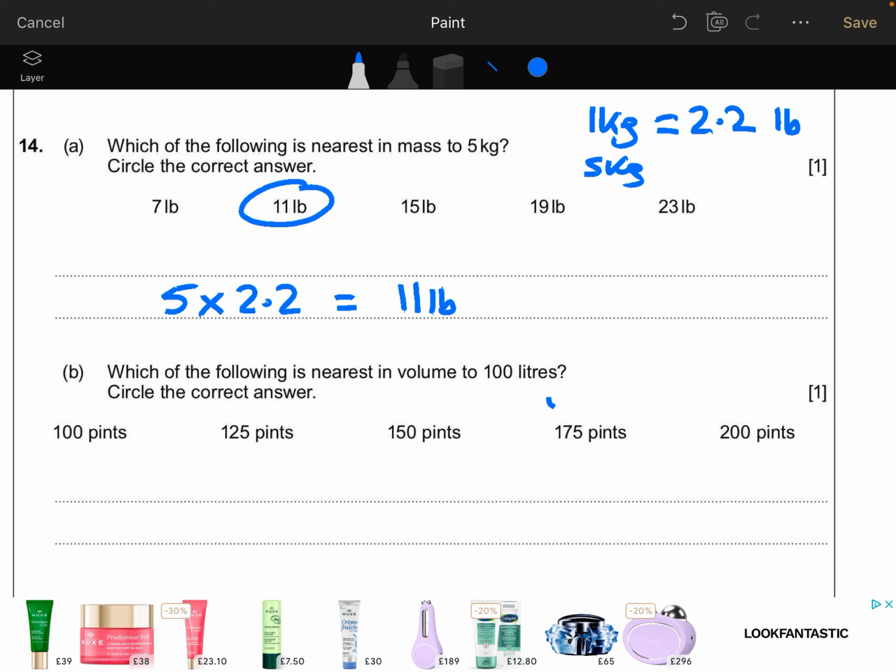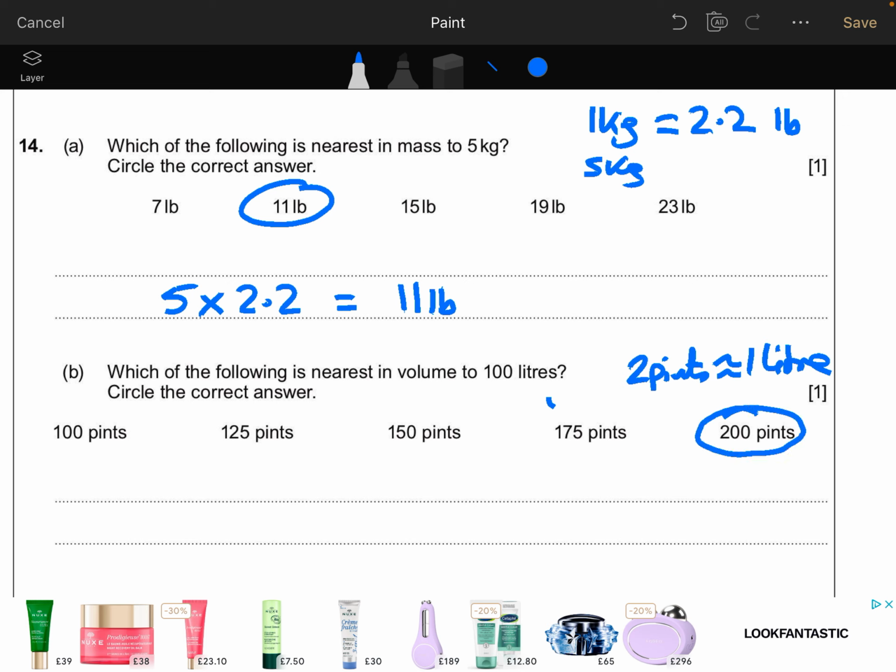Next, it's saying which of the following is nearest in volume to 100 litres. Okay, so we've got to think about what the conversion rate is for pints and litres. Well, if you think about pints of milk, there's roughly 2 pints in a litre. Okay, so 2 pints is approximately equal to 1 litre. And we've got 100 litres, so it's going to be 200 pints.